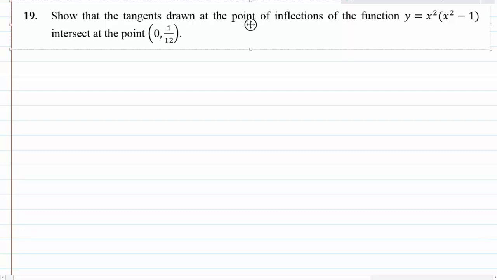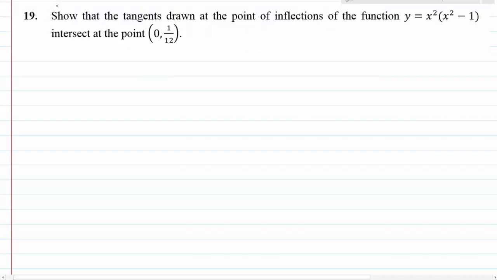Question 19. So I'm going to go through and just show you how to approach this type of question. It's a very theoretical procedural question. There's not a lot of context to it. So if you read the question and you think about it thoroughly, then it's not too bad a question to go about. So first of all, it says show that the tangents drawn at the points of inflection of this function intersect at that point.